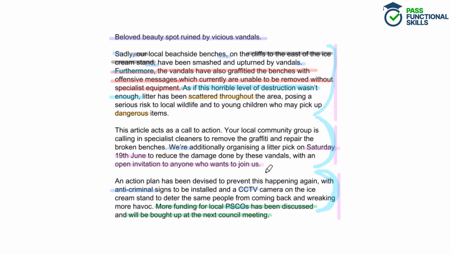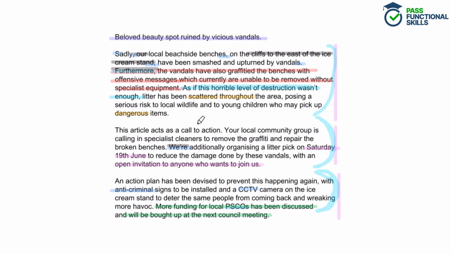We've also got a text that is really well suited to the purpose. So it satisfies all of the different parts of the question, and it focuses on the issue of resolving the vandalism incident throughout. It's generally written in quite a formal style. So for example, we've got sophisticated words like "furthermore." But we've also got these contractions. So for example, we have the contraction "we're," and this makes it slightly less formal because we're writing for a general readership rather than a group of professionals.